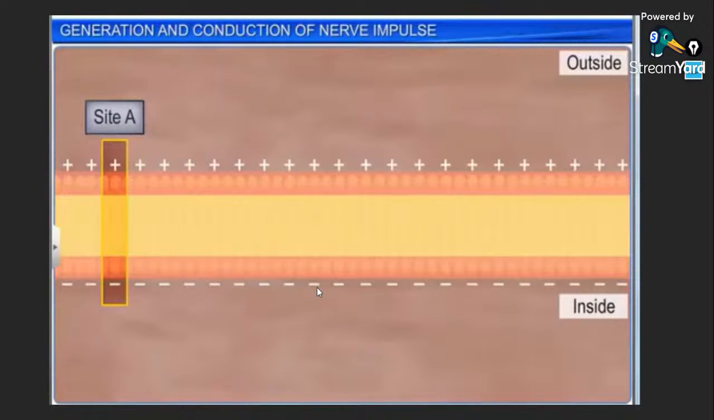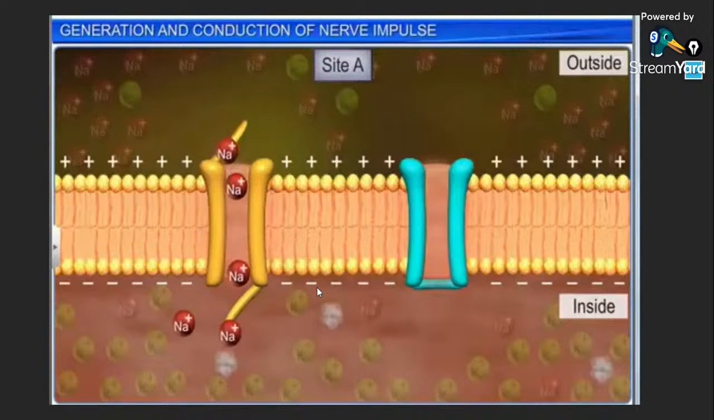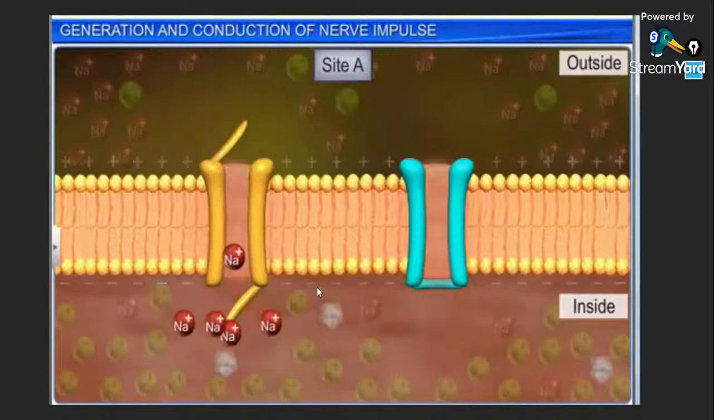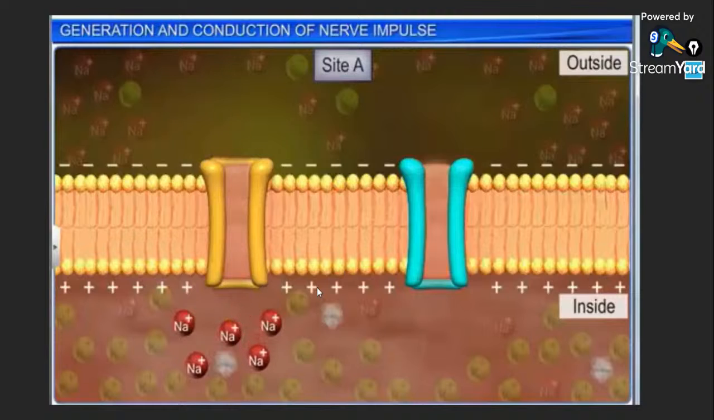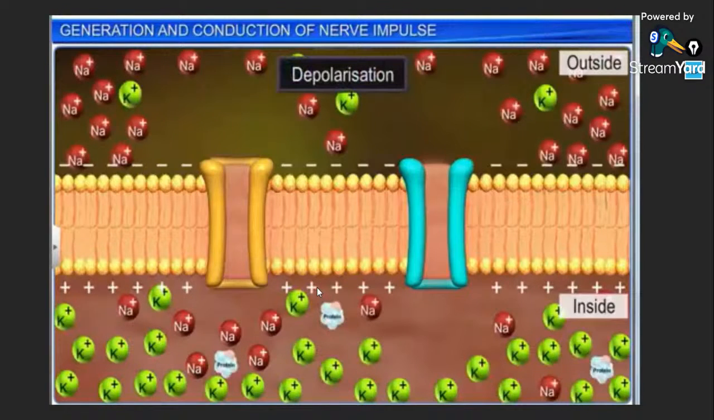When a stimulus is applied to a site, say site A, where the polarized membrane has positive charge outside and negative charge inside, the sodium ion channels open. So the membrane at site A becomes freely permeable to sodium ions. What happened? There is a rapid influx of sodium ions that reverses the polarity of the site. Look, finally the entire polarity has been changed. That is, the outer surface of the membrane becomes negatively charged and the inner surface becomes positively charged, and only the sodium channels are going to be active. This reversal of polarity across the two sides of the membrane is called depolarization.